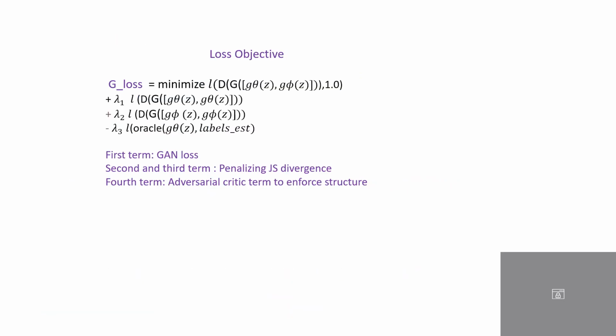So this is the overall loss objective. The first term here is to generate realistic looking fake images. The second and third terms penalize the JS divergence between the distributions that we saw previously. And we also have an additional term that constrains the theta network to only output shared structure.